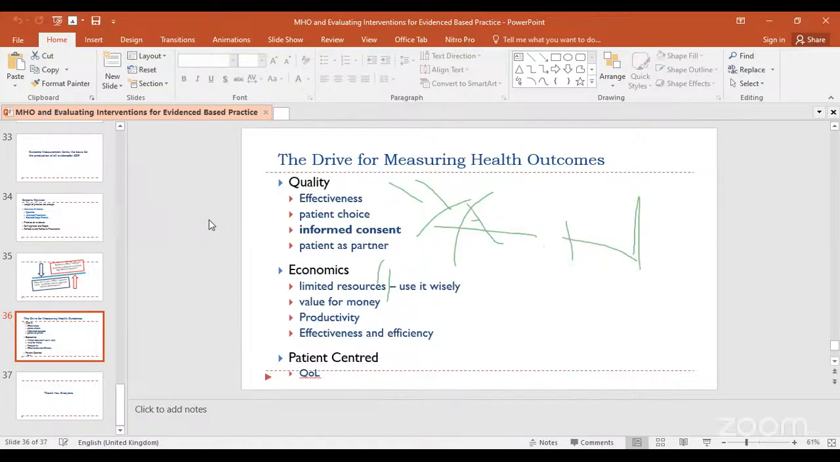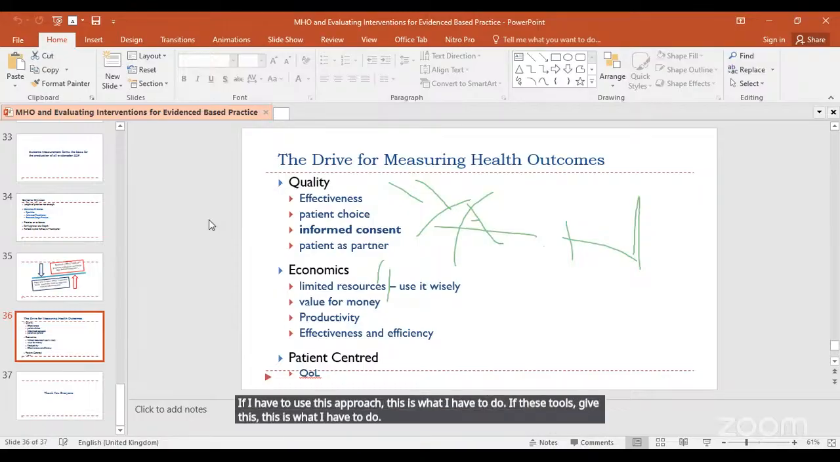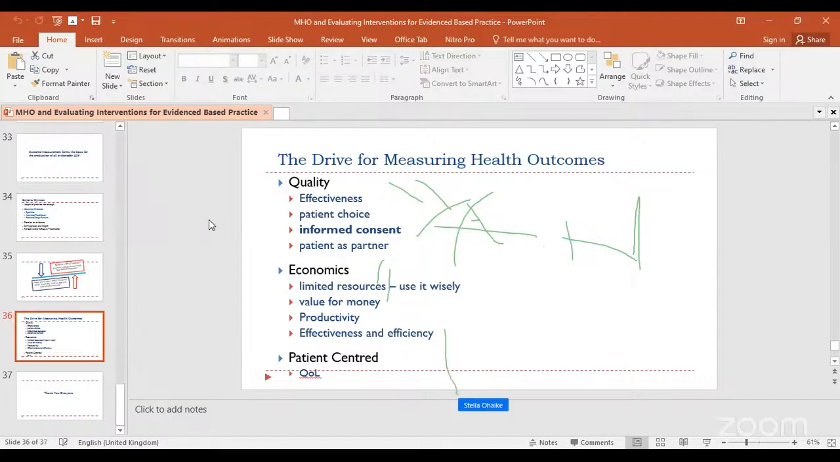so that you don't just put a price because I'm an expert in cerebral palsy. This is my price. I want to charge 30,000 per visit for a cerebral palsy case. You should be able to justify it. If I have to use this approach, this is what I have to do. If these tools give this, this is what I have to do. Rather than this is the standard, this is the benchmark. It's not productive.